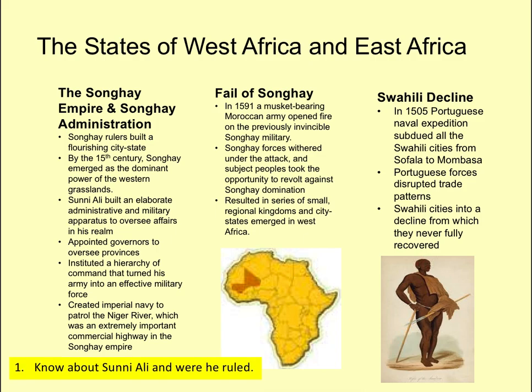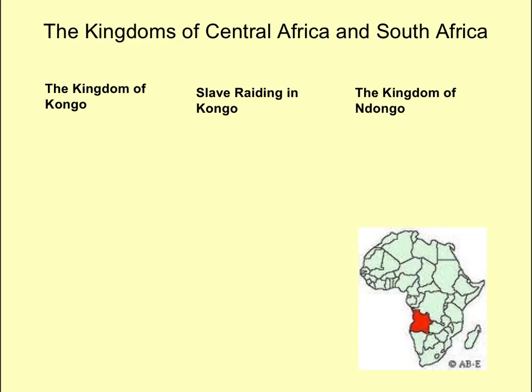Some of the questions to consider: know about Sunni Ali and where he ruled. What areas did the Songhai emerge in? So moving on to the kingdoms of Central Africa and South Africa.